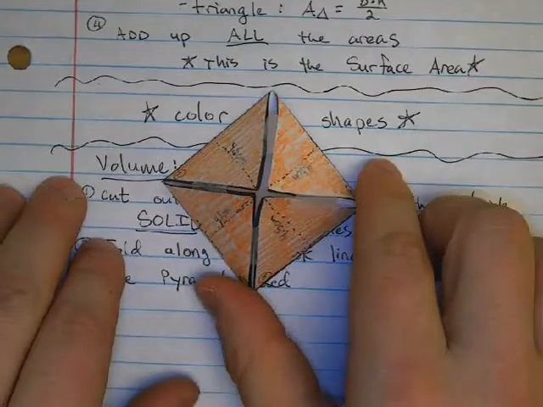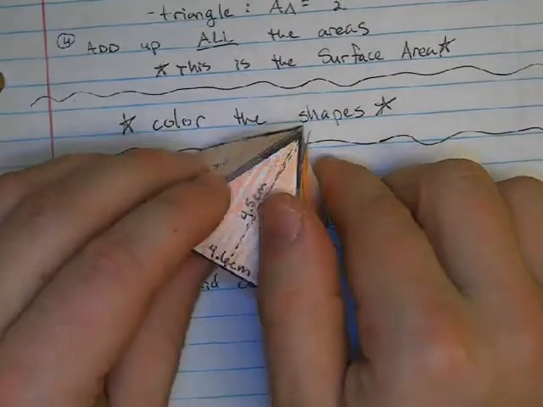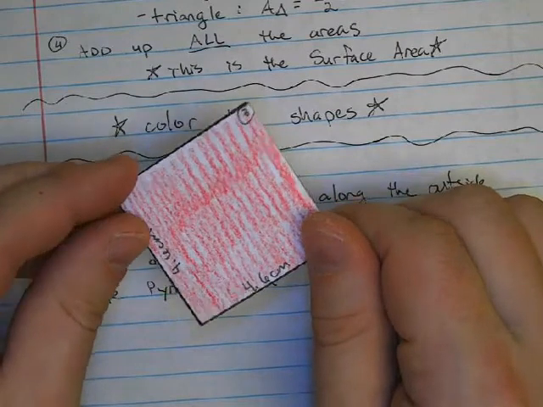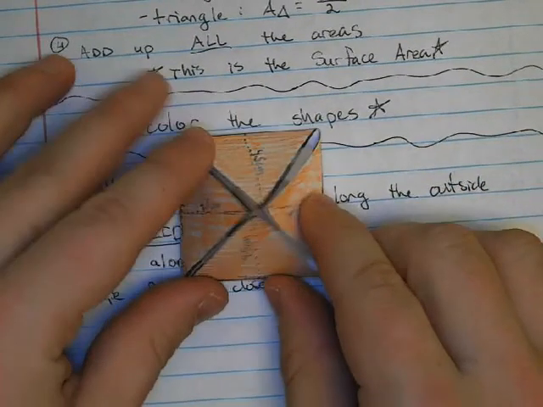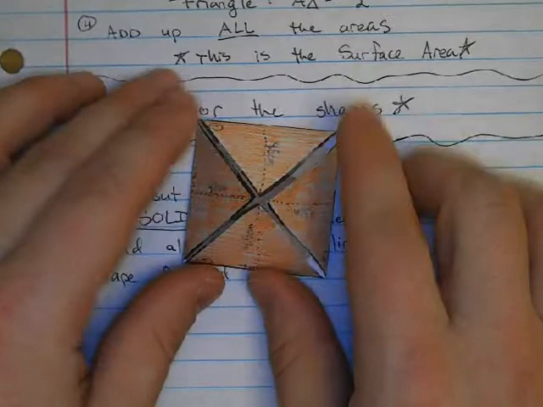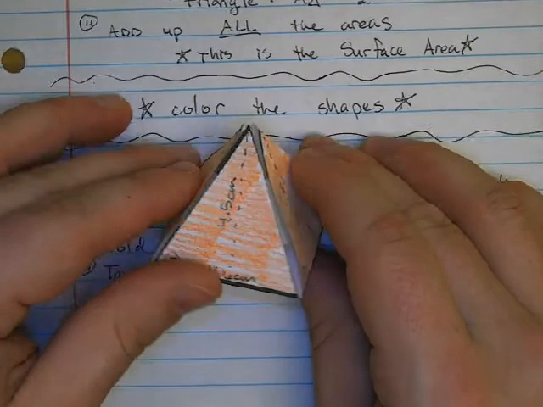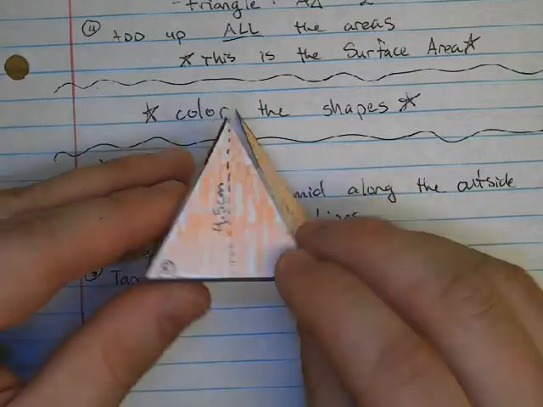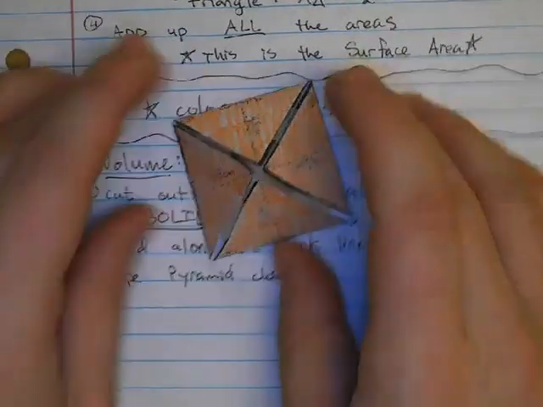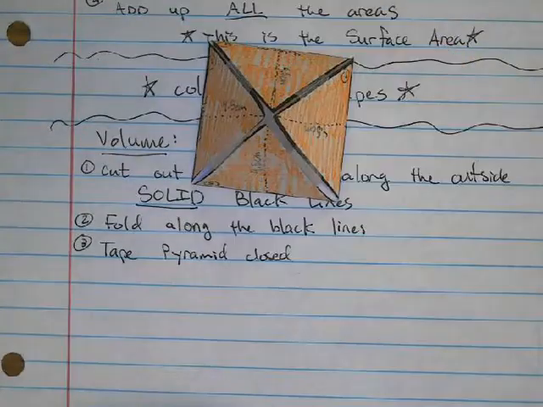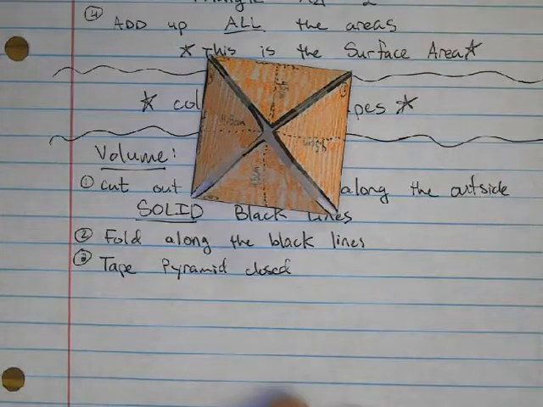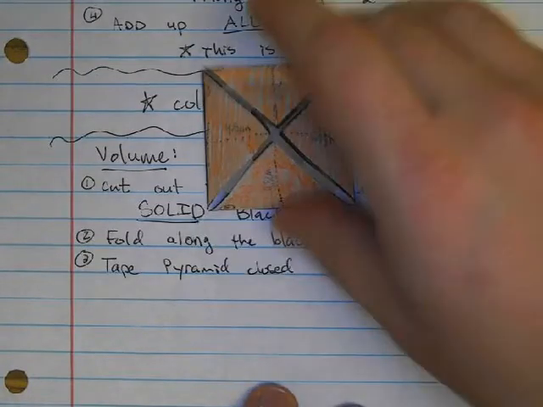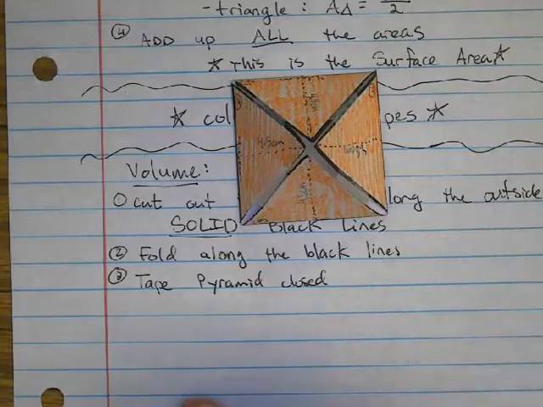So now that we have it taped closed, we have a pyramid that looks something like this, where there's the bottom of my pyramid, and that's the side it's going to rest on. So we're calling that the base of our pyramid, and all those sides come together and they form a point at the top of the pyramid, like so. Okay, so now what we're going to do is find the volume, now that we have it closed. So the first thing we want to do is find the area of the base. So step 4.